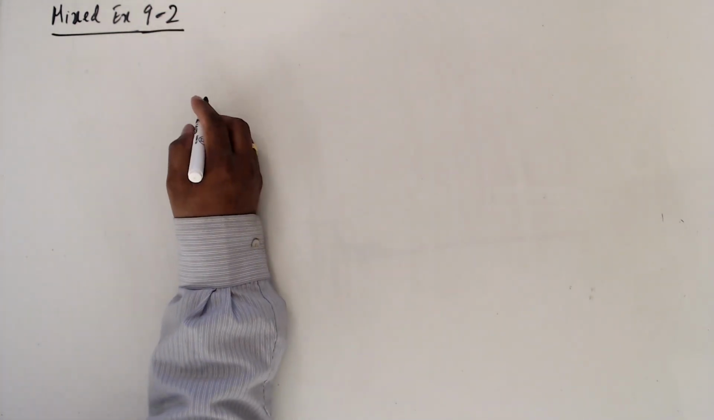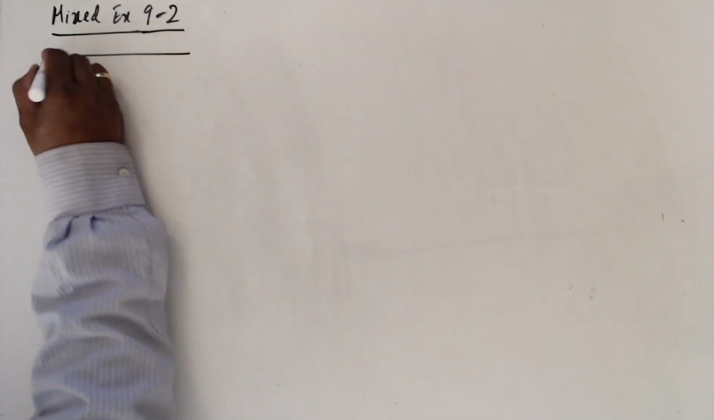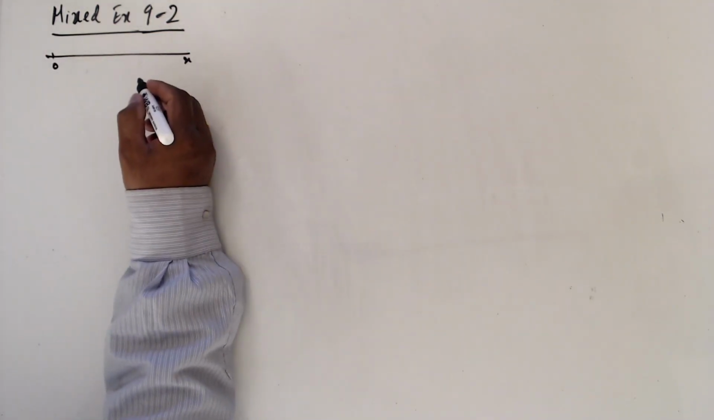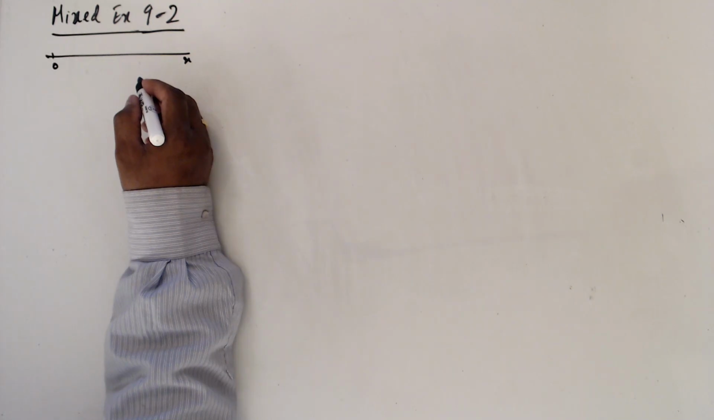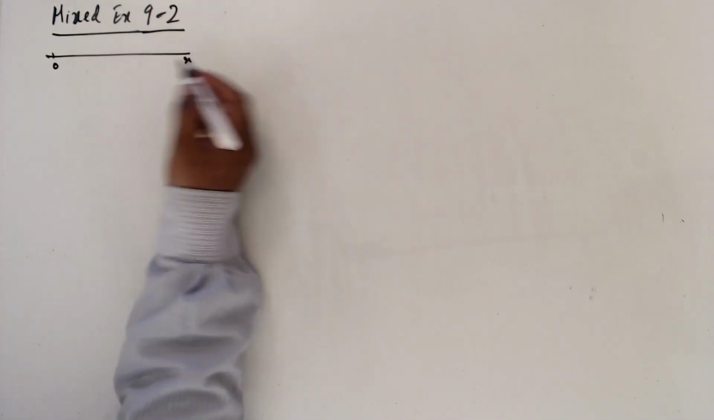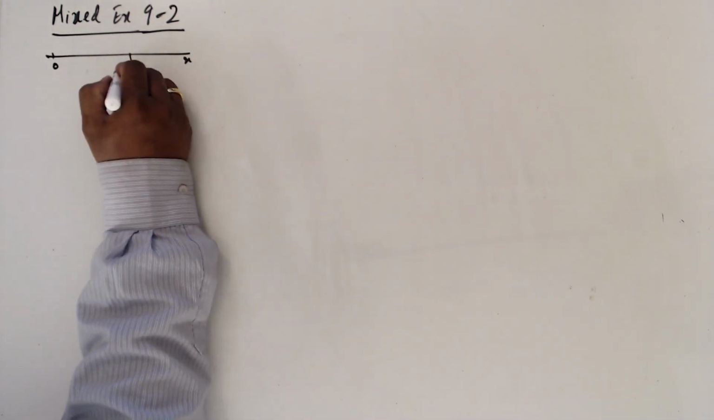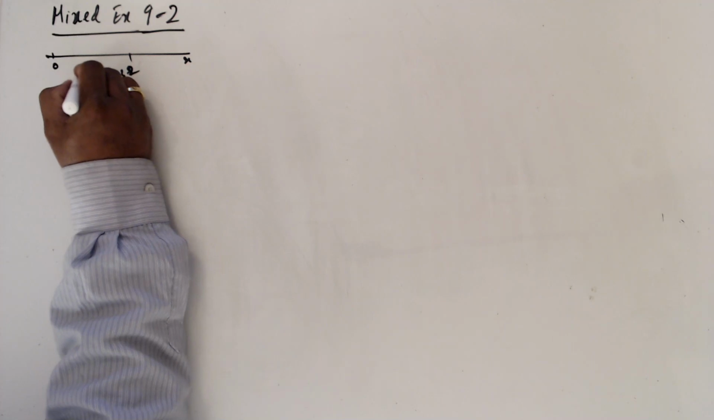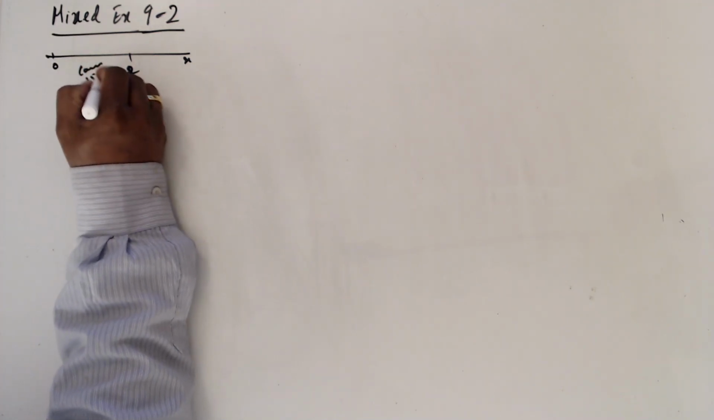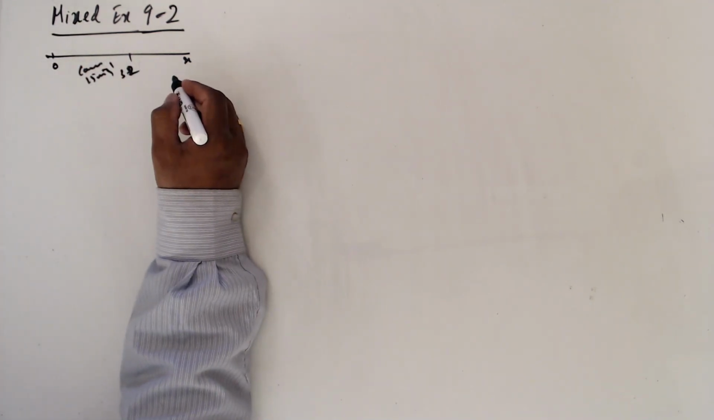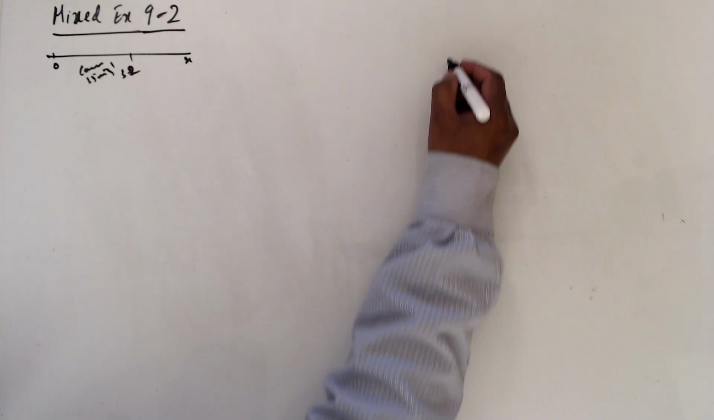Question number 2. A particle is moving in the OX direction from t equals 0 to t equals 32. The particle is traveling with a constant velocity. This is 32, so constant velocity 15 m/s. And then the particle decelerates from 15 m/s to rest after T seconds. Sketch the velocity-time graph.